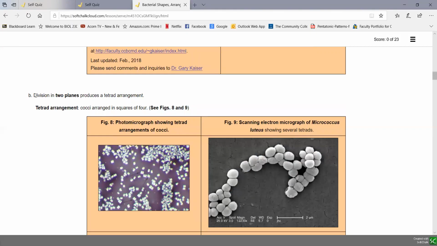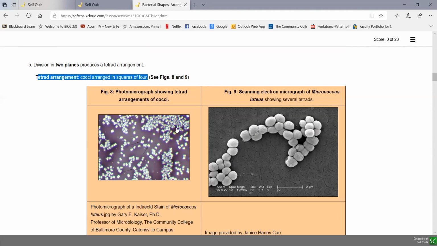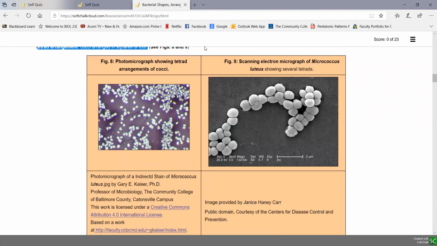Now, if the bacterium divides in 2 planes, that gives us a tetrad arrangement. So a tetrad arrangement is cocci arranged in squares of 4. And in figure 8, we see that very nicely here in this indirect stain of Micrococcus luteus. So again, we see lots of little squares of 4 bacteria here.